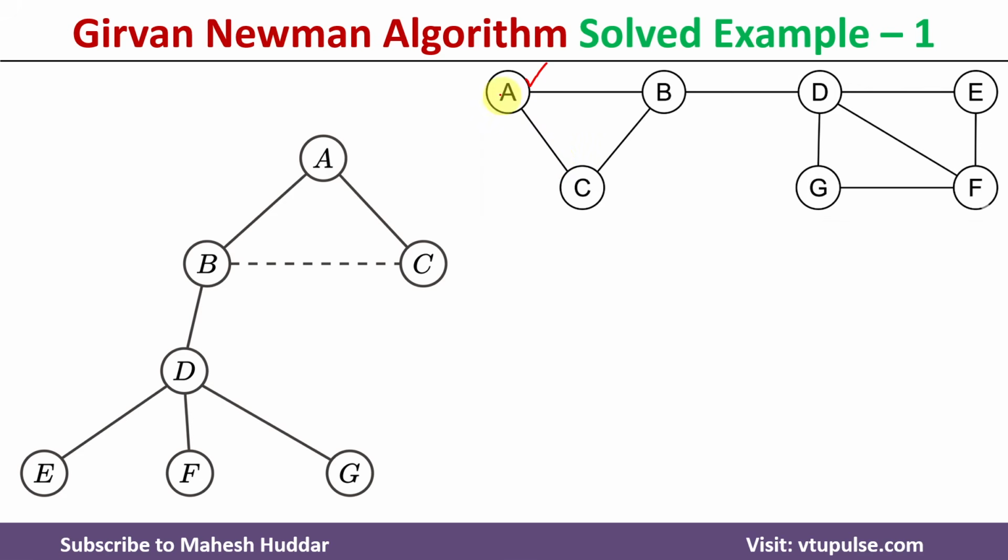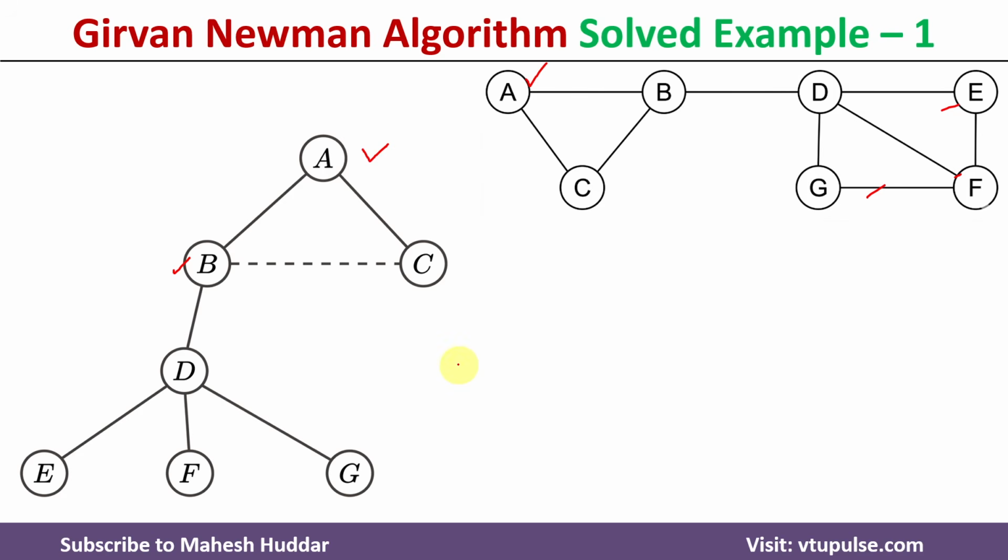Here we can see that from A to B, we have an edge, A to C, we have an edge, and B and C are siblings. And from B to D, we have a connection. And for D, we have three children. Those are E, F, and G. So that is what I have drawn here.